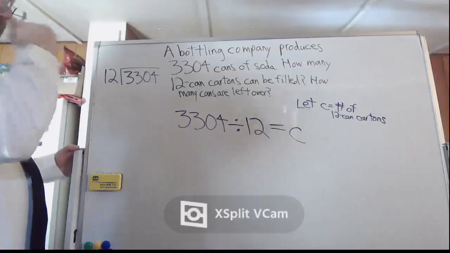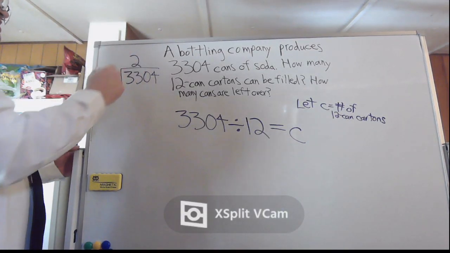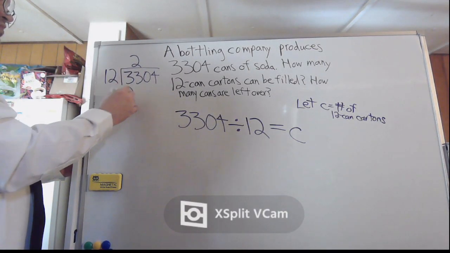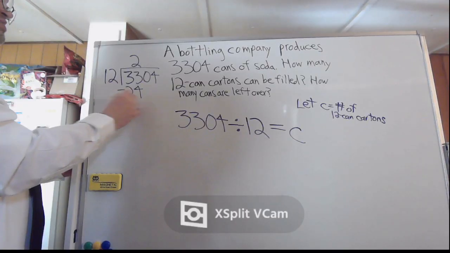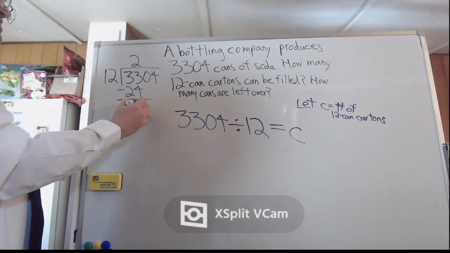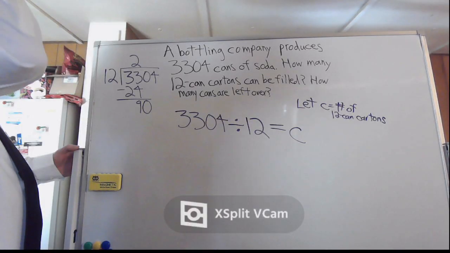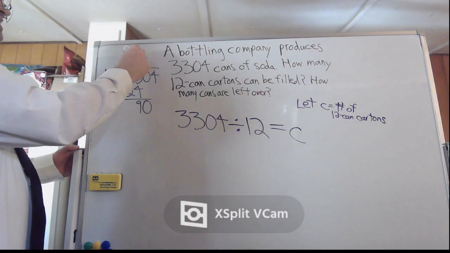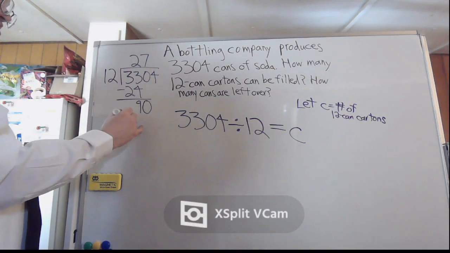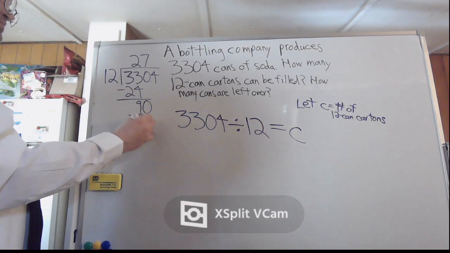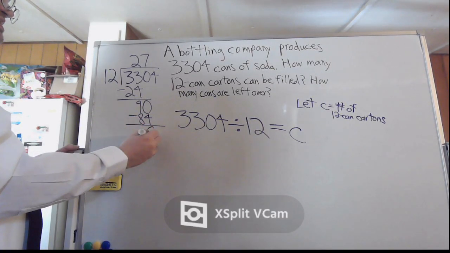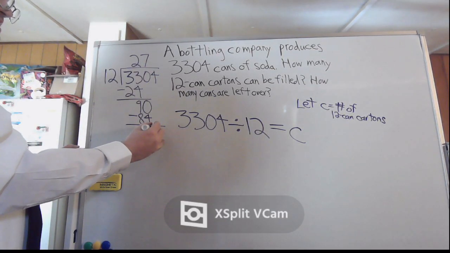12 goes into 33 two times. 2 times 12 is 24. 33 minus 24 is 9. Bring down your 0 from the dividend. How many times does 12 go into 90? 12 goes in 7 times. 7 times 12 is 84. 90 minus 84 is 6. Bring down your 4 from the dividend.